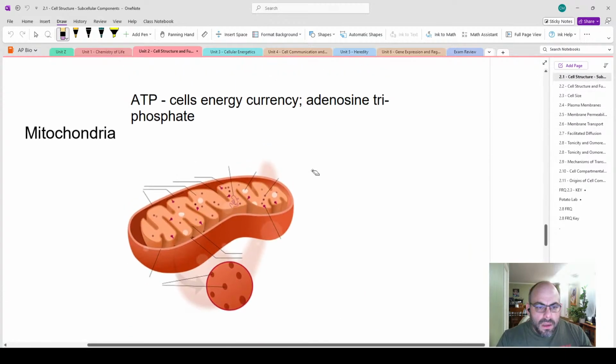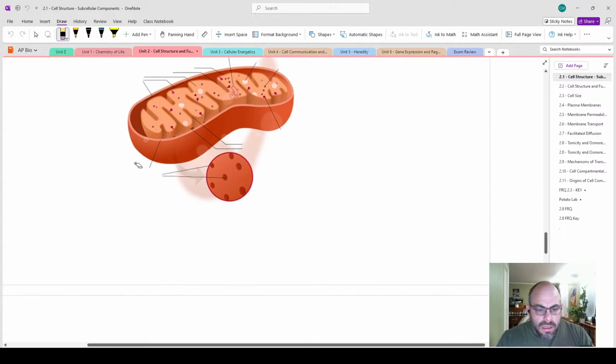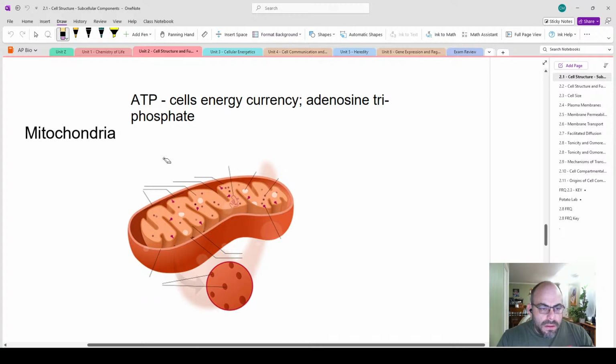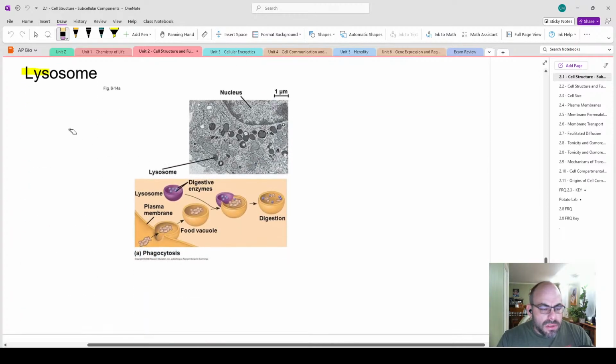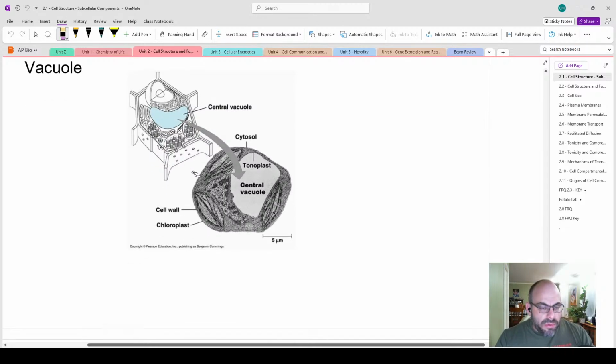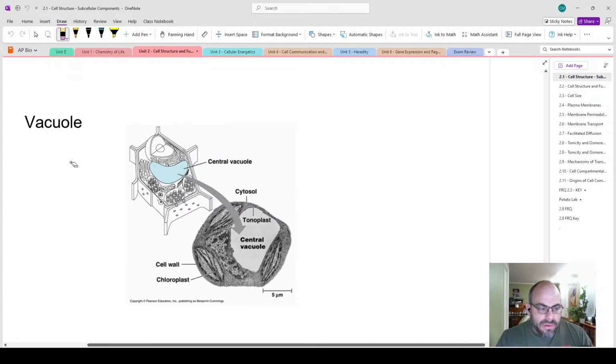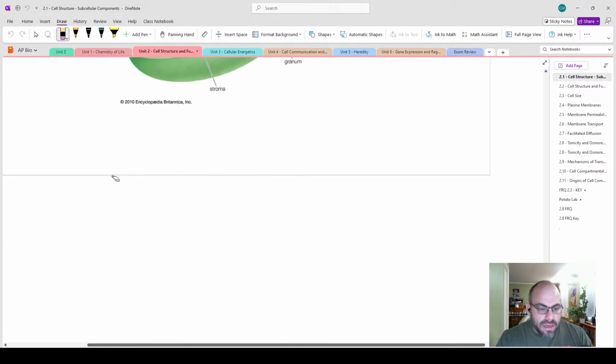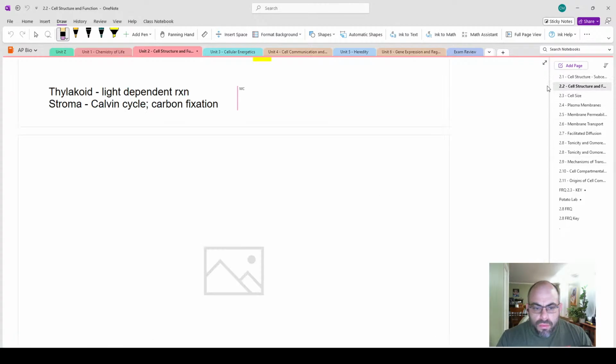All right. Mitochondria is the site of cellular respiration. And what is that? It is making ATP from breaking down glucose. And so it's very important. And lysosomes digest things, basically break down things. Remember the prefix lys. Vacuoles are storage, temporary storage, or it could be permanent. Usually it is permanent, like a plant's going to have a giant vacuole in it. Chloroplast, site of photosynthesis.